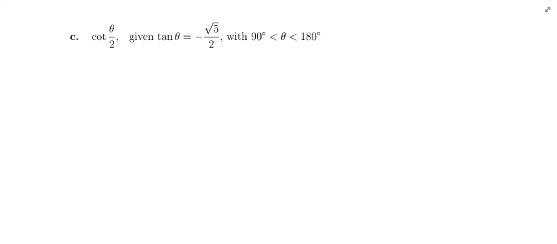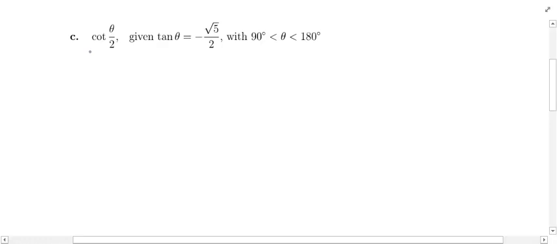In example 8c, we're trying to find the exact value of the cotangent of theta over 2, given that the tangent of theta is equal to negative square root of 5 over 2, with theta being between 90 degrees and 180 degrees. All right, let's figure this out.